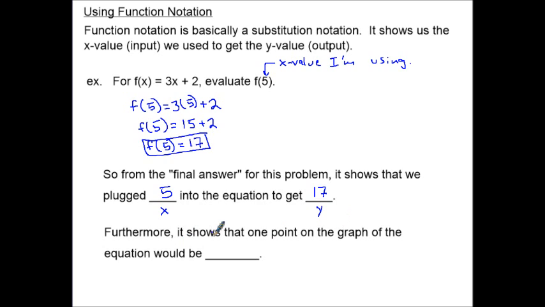So furthermore, it shows the point on the graph of the equation should be, well, hey, look at this. The x is a 5 and the y is a 17. So if I'm talking about graphing an equation or something like that, that same notation tells me I've got the point 5, positive 17.